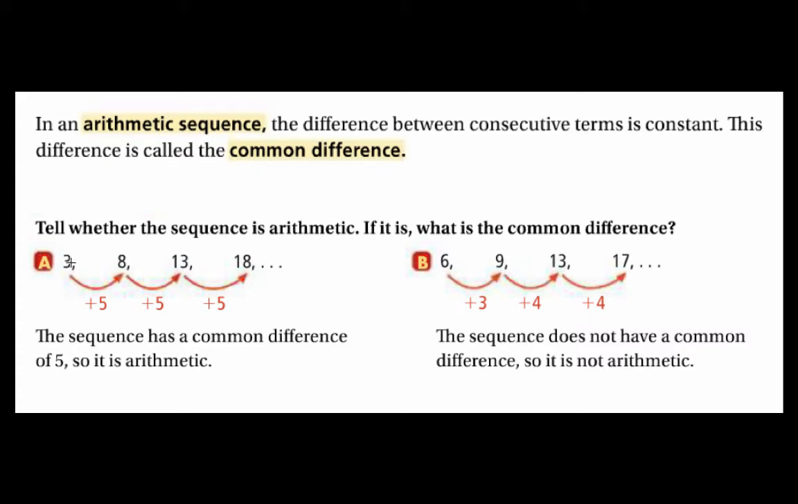So in part A here, we look at our sequence. We have 3, 8, 13, 18. Common difference of 5 every time. So that we would call an arithmetic sequence.